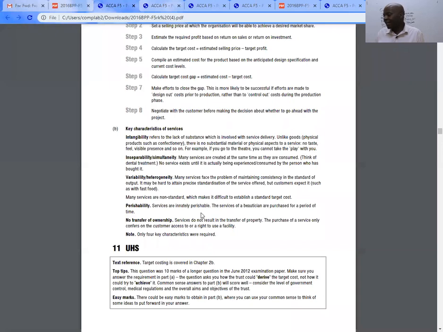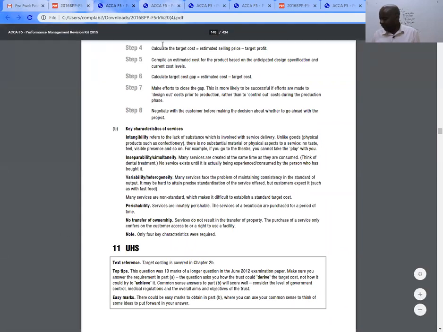Perishability, services are innately perishable. The services of a beautician are purchased for a period of time. Even me, the teacher, of course, today's contract will be ending at exactly 10. So it's perishable. I can't stay with you here forever. No transfer of ownership. Services do not result in the transfer of property. The purchase of a service only confers on the customer access to a right to use a facility. So, ladies and gentlemen, I hope that is okay.